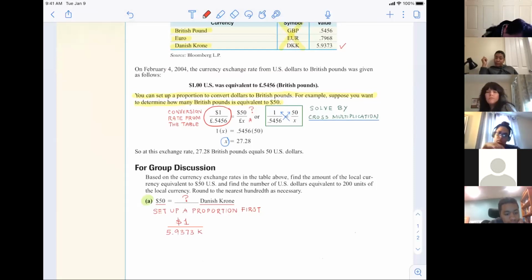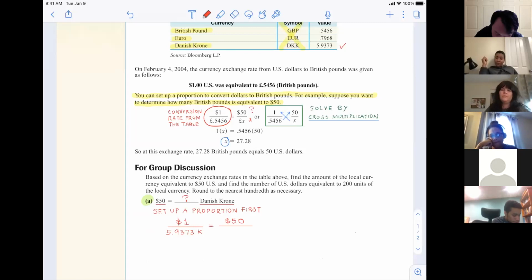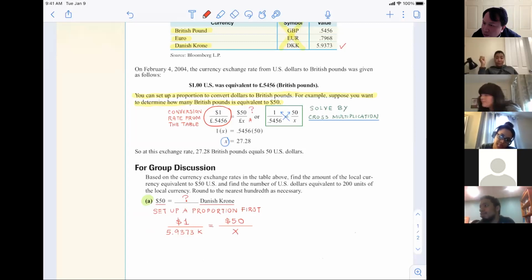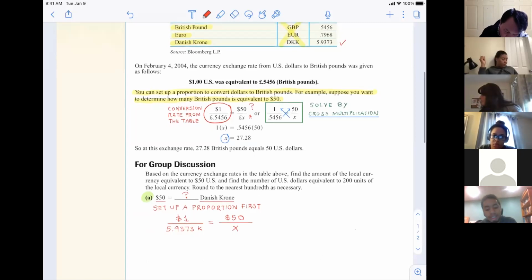But now we want to exchange 50 US dollars, and we need to know how much Danish crowns we're going to get in return. So far, so good. Yes. So do you see the parallel between the example above and this particular exercise about Danish crowns? So what do we do next then?